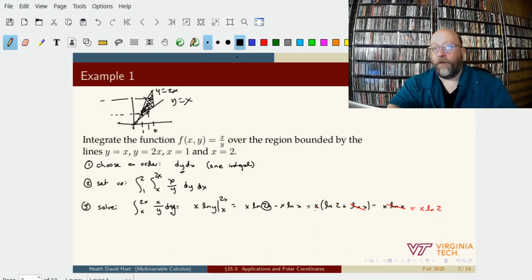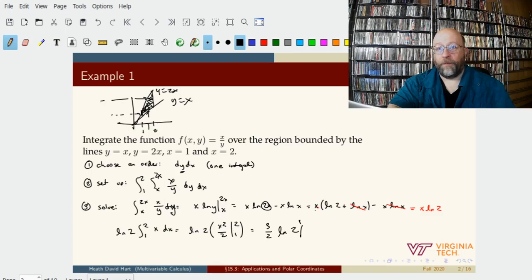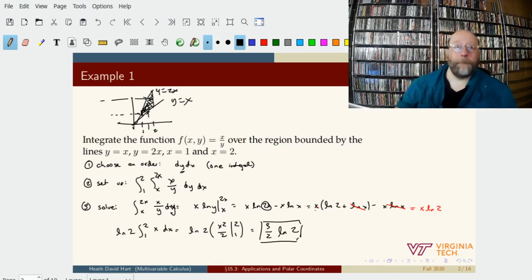And that integral is a lot easier to work out because the natural log of 2 is just a constant and we can bring that out to the front. And so we get the natural log of 2 times x squared over 2 from 1 to 2. That's 4 over 2 minus 1 over 2. So that's 2 minus a half, which is 3 halves natural log of 2. Okay? So let's move on.